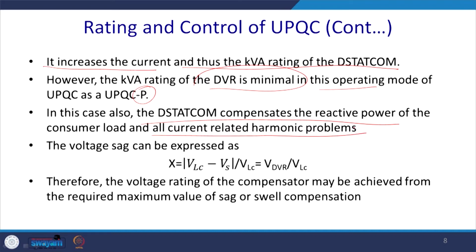The voltage sag can also be expressed as X equal to (VLC minus Vs) by VLC. Ultimately we know that this difference is injected by the DVR, so that will be V_DVR by VLC. Therefore, the voltage rating of the compensator may be achieved from the required minimum value of the sag and the swell compensation.